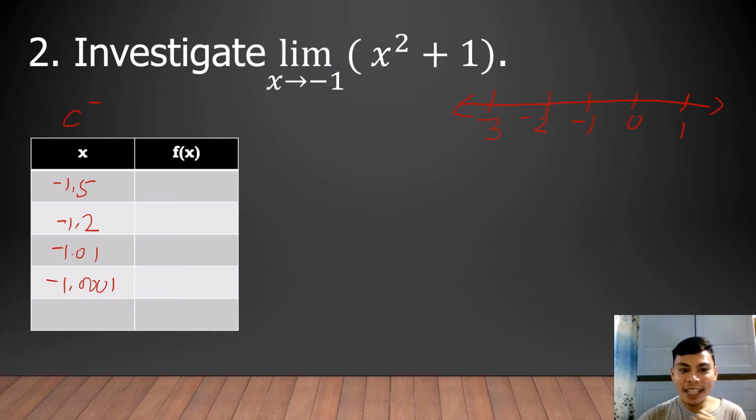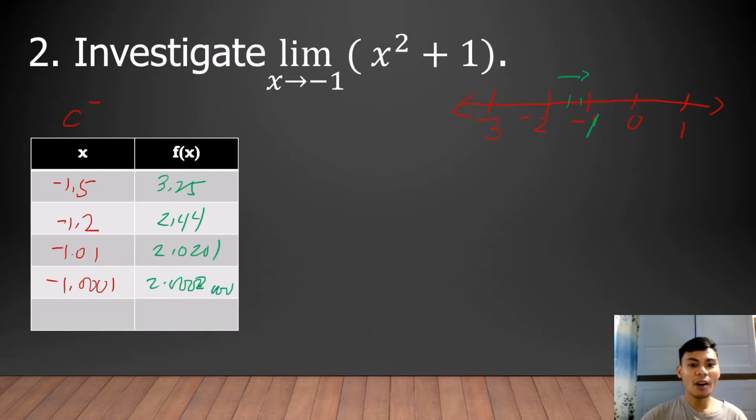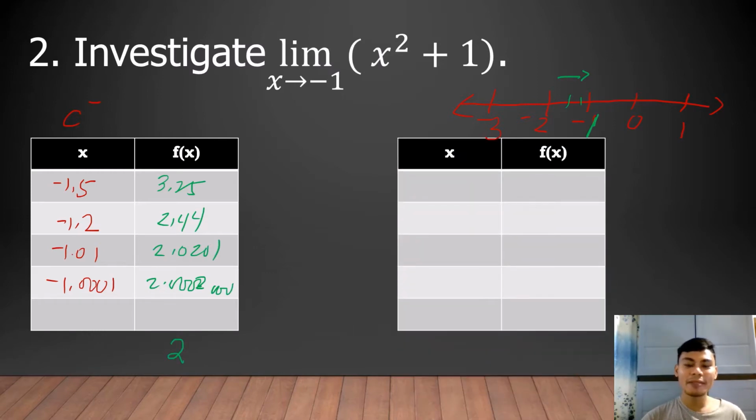So again, this is our reference, the constant negative 1 here. So from the left, ito na mga points ginamit, negative 1.5, negative 1.2. Okay, so ibigay ko na lang lahat ng given. So it's 3.25, it's 2.44, it's 2.0201, tapos 2.002001. So, ang pattern, nag-approach siya kay 2. How about from the right?